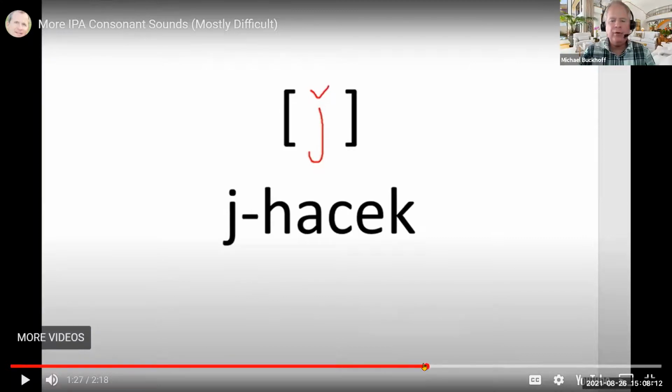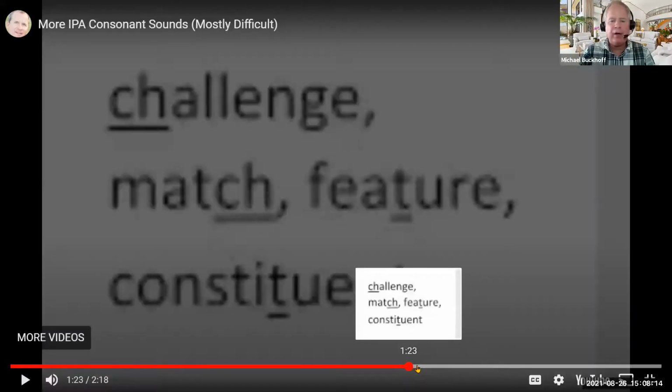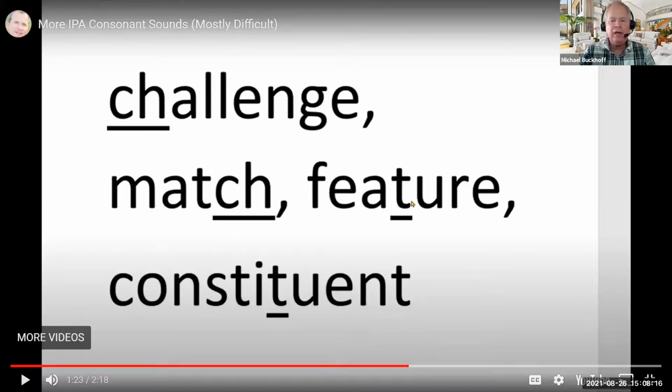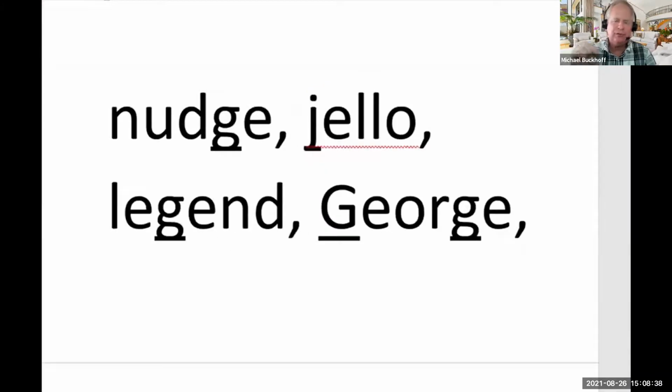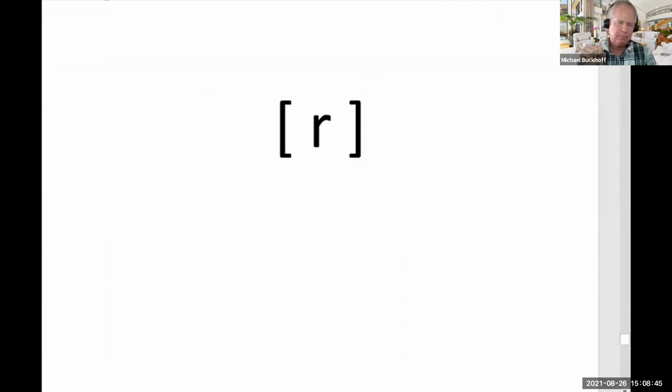So when you go back to the one right before, notice the TU in feature, and then you'll see the TU again in constituent. So again, these are some unusual spelling patterns that we see here. The J hat check. Nudge, jello, legend, George.